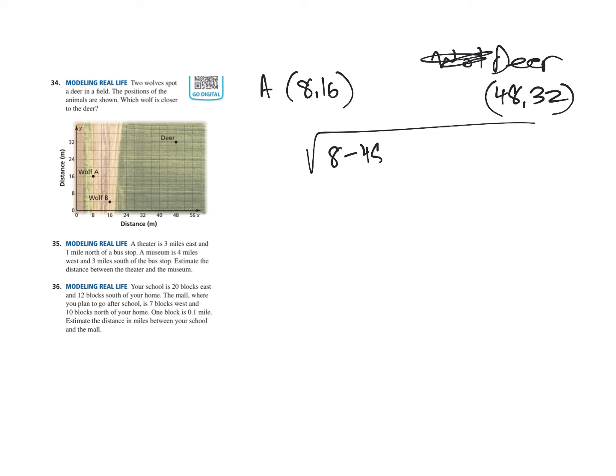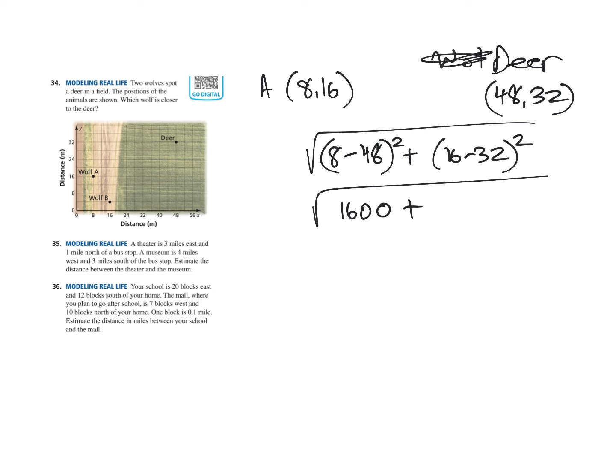8 minus 48 squared plus 16 minus 32 squared. So that's negative 40 squared, which would be 1600. 16 minus 32 is negative 16. We're going to square that. 16 squared is 256. So 1600 and 256 is 1856. All right, so leave that there. We don't need to simplify it.